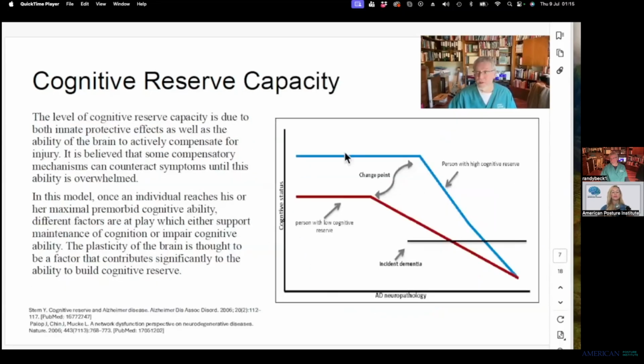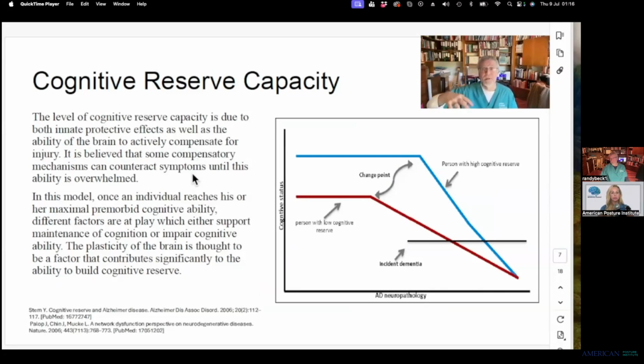Okay, again, so let's talk about this concept of cognitive reserve. Now we'll talk about what that is, how cognitive reserve capacity contributes to keeping you from experiencing dementia, or the effects of dementia being not as severe as for those who would have had a lesser cognitive reserve capacity. And so there are both innate protective effects as well as the ability of the brain to actively compensate for this injury. Now, some of the compensatory mechanisms can counteract symptoms until the ability to counteract that is overwhelmed.